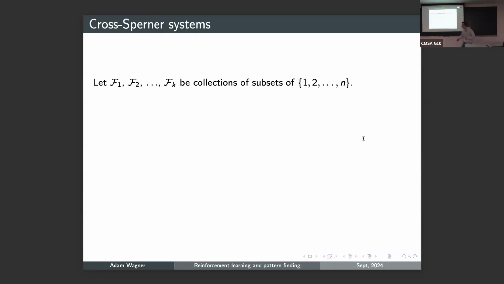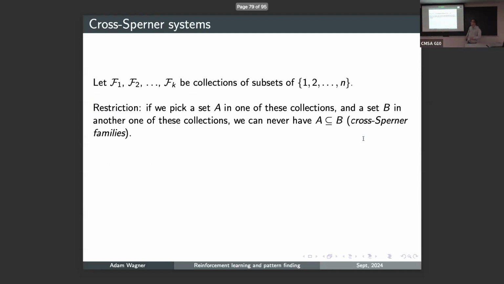Here's another very similar problem, also about set systems. Here we are trying to build multiple collections of sets. Once again, we have a certain rule. The rule here is that you're never allowed to have two sets that are subsets of each other, where one of them is in one of the families and the other is in another family. The question is, how big can the volume of this collection of sets be? So how big can the product of all these set systems be?